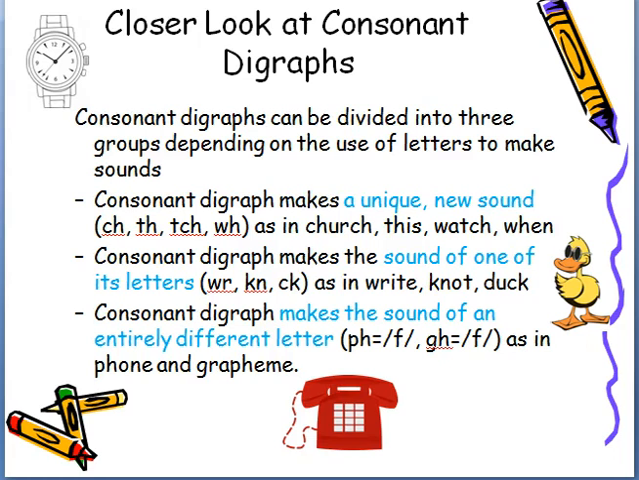As you know, the morpheme graph always refers to some sort of written or visual symbol. So, as we just learned, a consonant digraph then is two or three letters that make one sound. In some cases, the digraph makes a totally unique sound, such as the th making the th sound in this, or the tch and ch making the ch sound in church and watch.